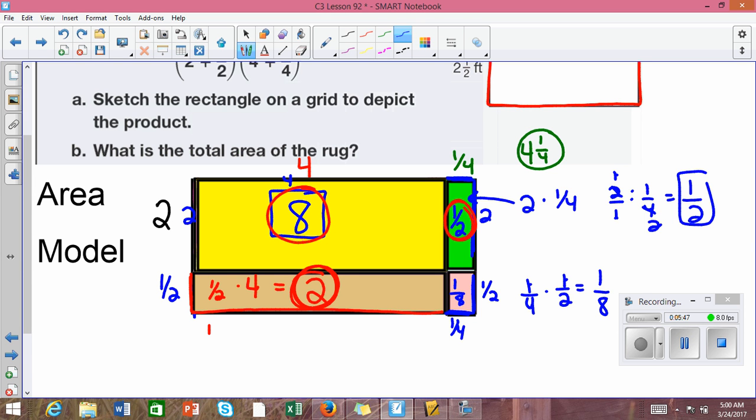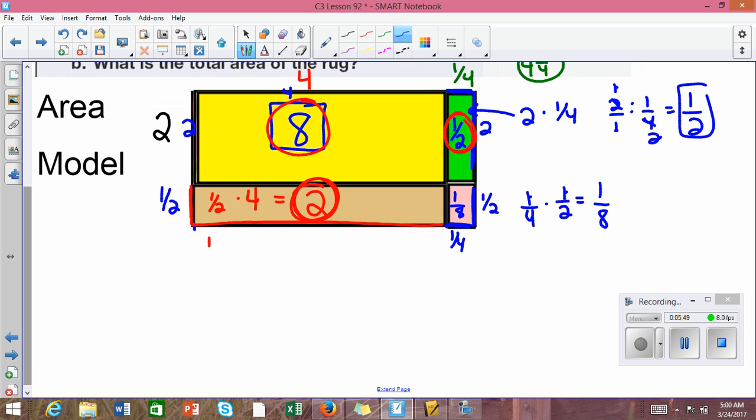Okay, so when we find the total area, I hope that we are all going to agree that the total area is going to include all of these areas. So we are going to have to add 8 plus 2 plus 1/2 plus 1/8. And when we add those, we are going to end up with 10.